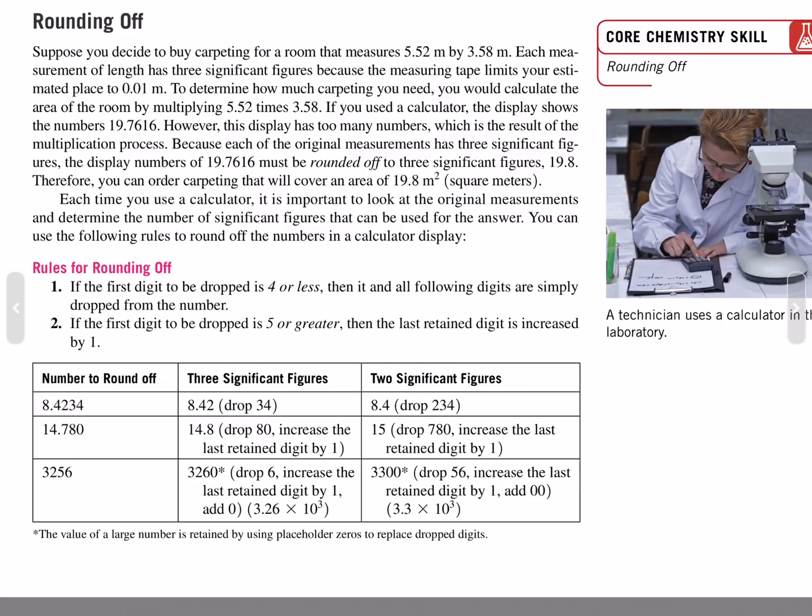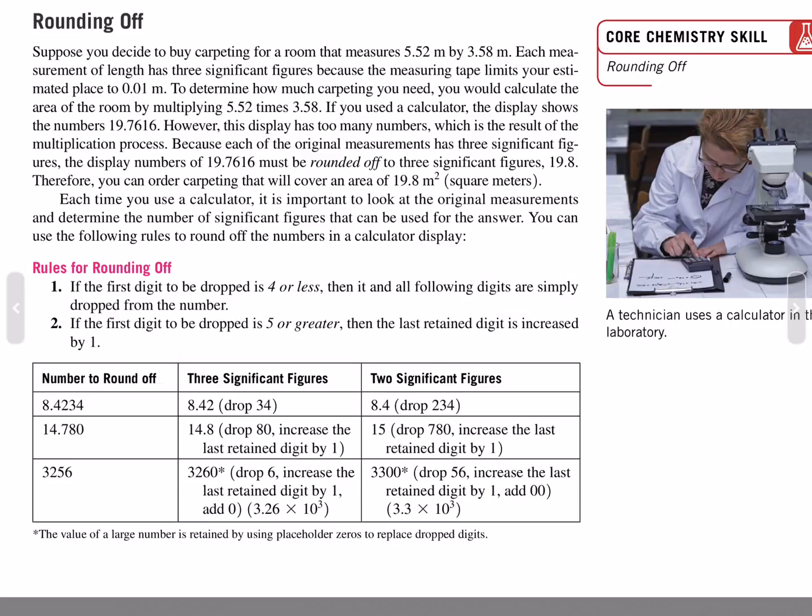However, the display has too many numbers, which is a result of the multiplication process. Because each of the original numbers has three significant figures, the display number of 19.7616 must be rounded off to three significant figures, 19.8. Therefore, you can order carpeting that will cover 19.8 square meters. Each time you use a calculator, it's important to look at the original measurements and determine the number of significant figures that can be used for the answer.